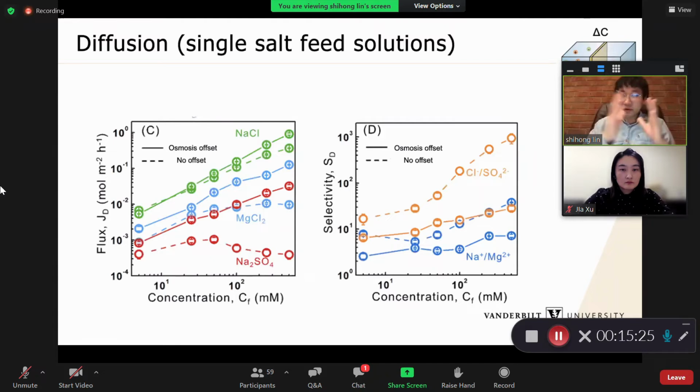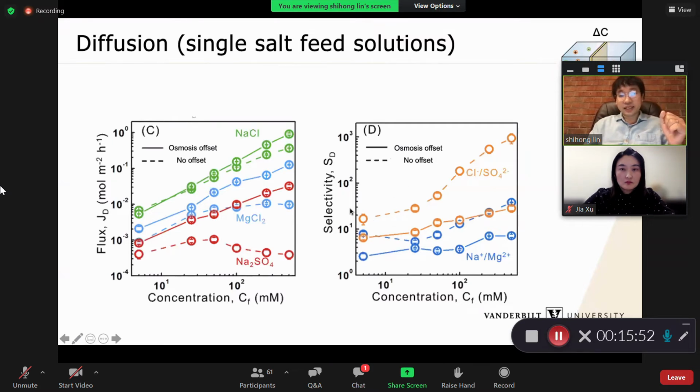And then we look at diffusion experiments, basically with the diffusion cell with and without osmosis offset. So with osmosis offset, these are the solid lines here. This is the flux as a function of concentration. And then the dashed curves are without offset. So basically you have water osmosis occurring in these dashed line experiments.